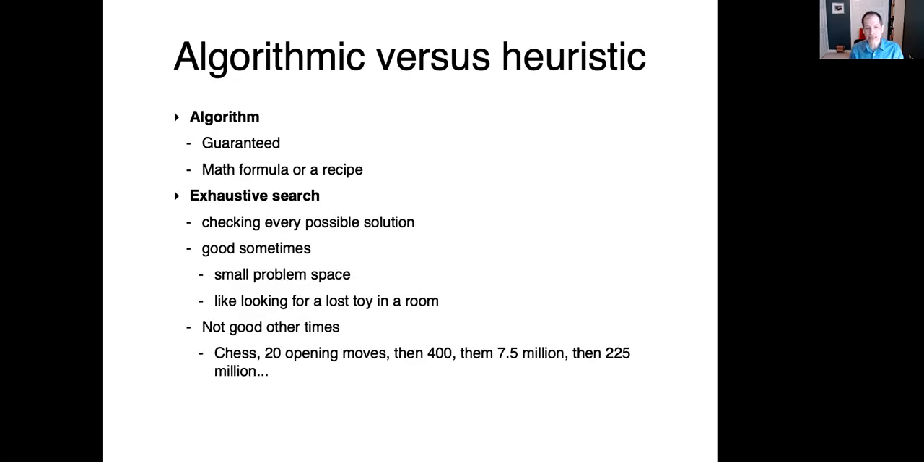So algorithmic solutions are guaranteed. Math formulas or recipes are examples of algorithms that we do use. An example of an algorithm that you might use in solving a problem would be an exhaustive search. That means you consider every possible solution or step in solution. Now, for a problem like The Bachelor, it's way too big. There are too many possible variables, too many possible different states of play. But in other cases, it might not be so bad.